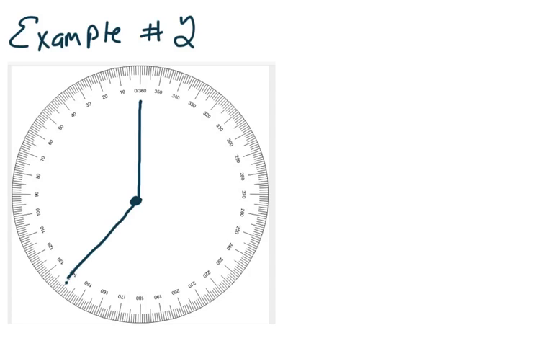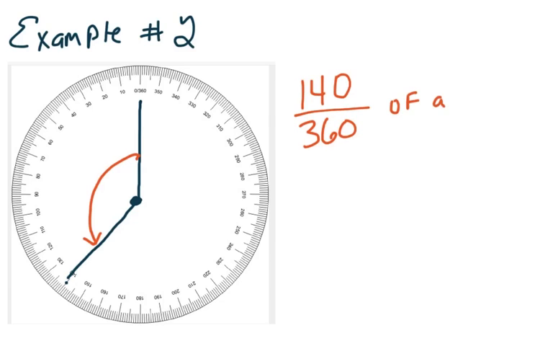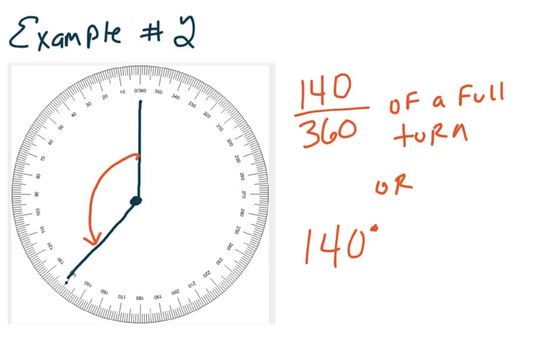So now let's look at another example. Again, we're trying to identify the size of the turn two ways. I'm starting here and I went all the way to here. So I went from here to here. Wow, that arc looks familiar. That's almost like how we identify angles. So this is going to be 140/360ths of a full turn, or we just say that that is a 140-degree turn.